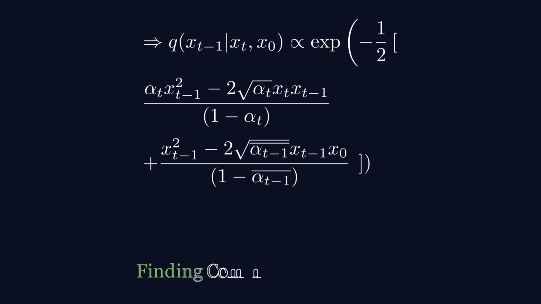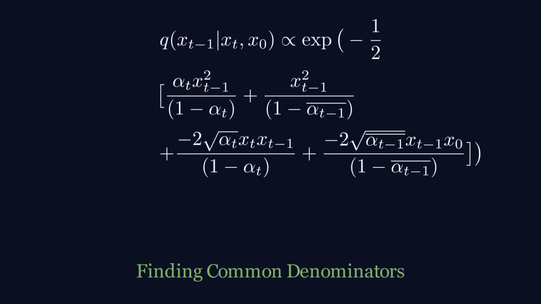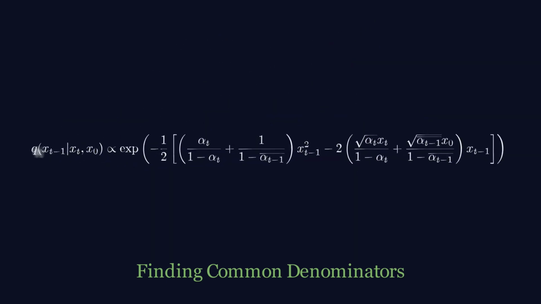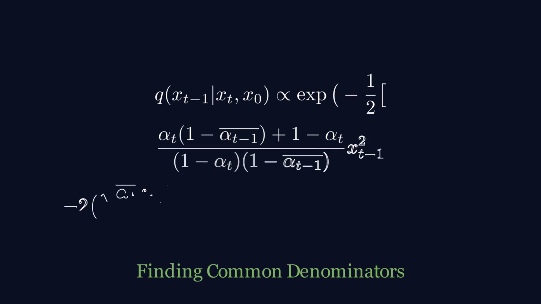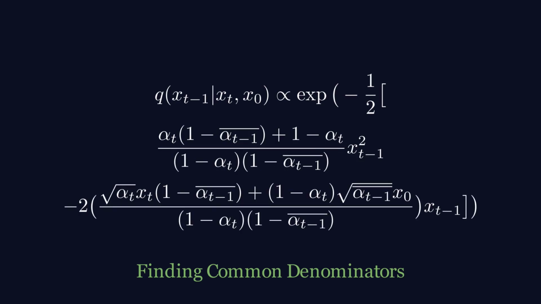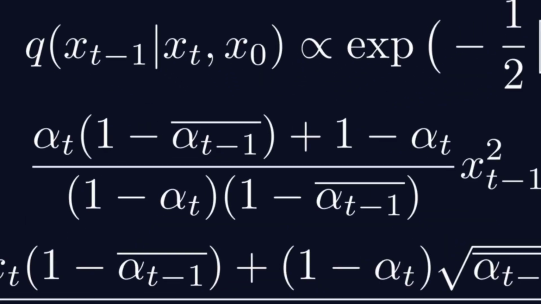We factor out the common denominators and reorganize the terms. The goal is to get everything over a common denominator, 1 by alpha t into 1 minus alpha t minus 1 bar. In the numerator, alpha t minus alpha t into alpha t minus 1 bar plus 1 minus alpha t simplifies beautifully. The alpha t terms cancel, leaving us with 1 minus alpha t bar.